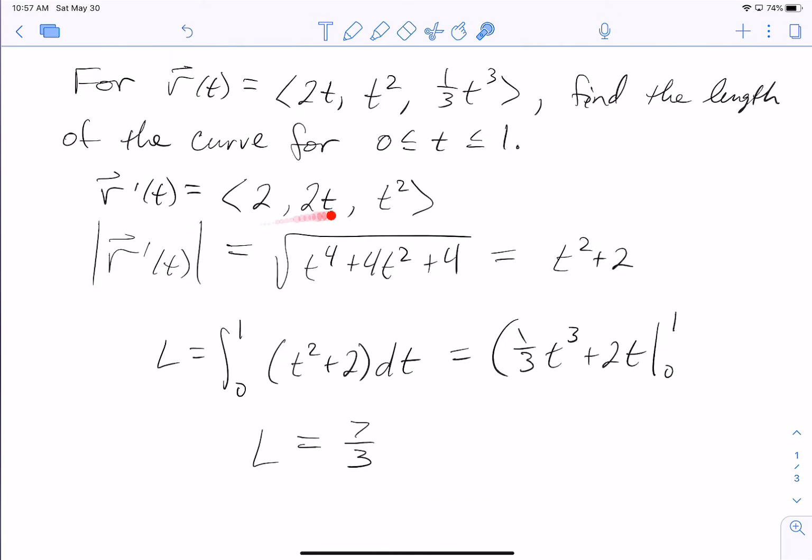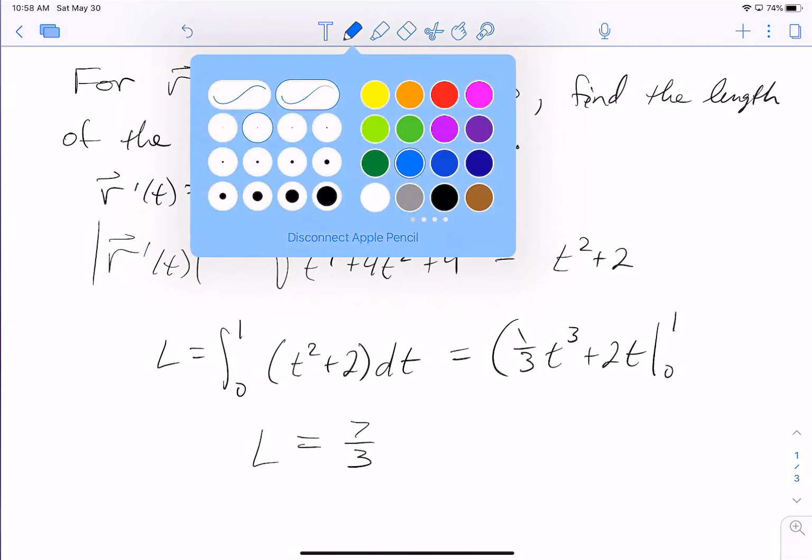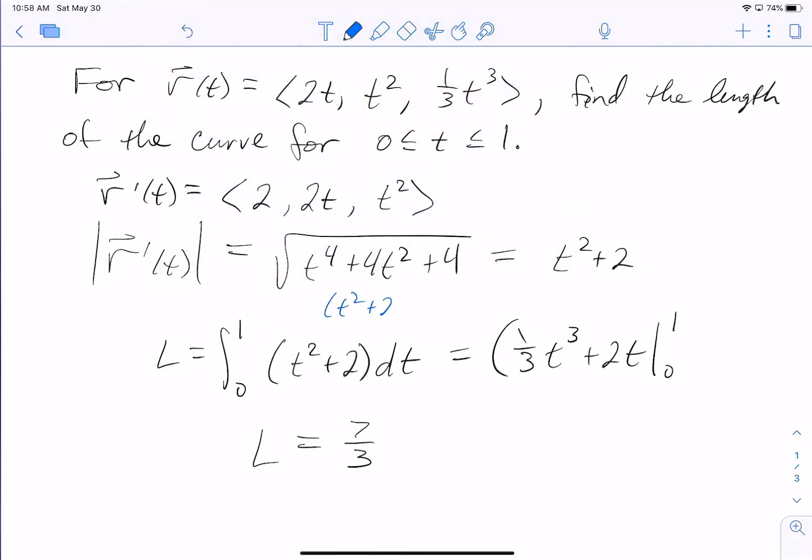To get r prime, we differentiate the components of r, and so we get 2, 2t, and t squared. Squaring those and adding them together to get the magnitude of r prime gives us t to the fourth plus 4t squared plus 4, which factors actually into t squared plus 2, the quantity squared. Since it's inside of a square root, of course, the square root and the square cancel out. We get t squared plus 2.